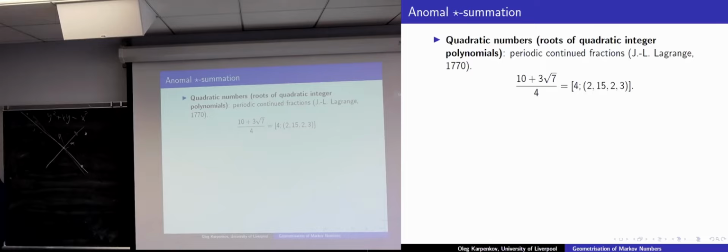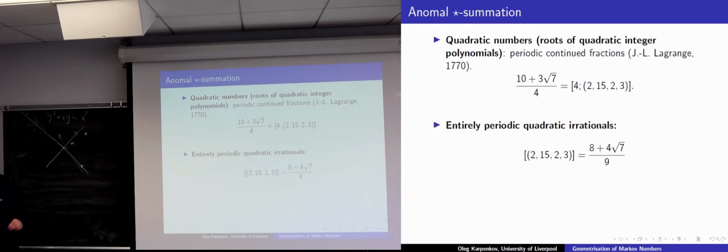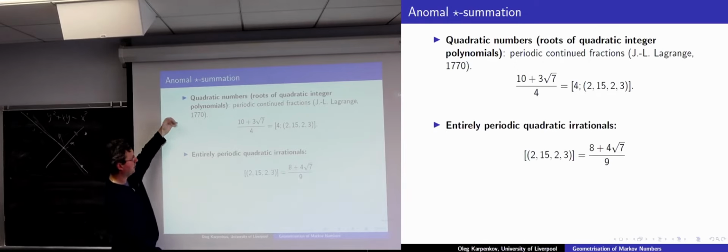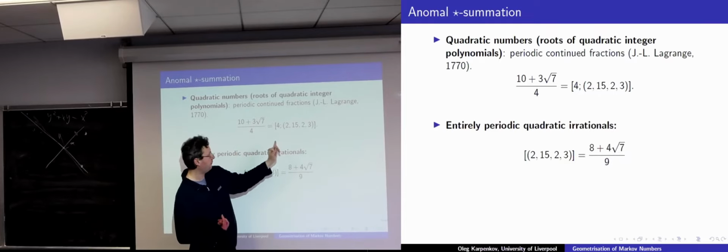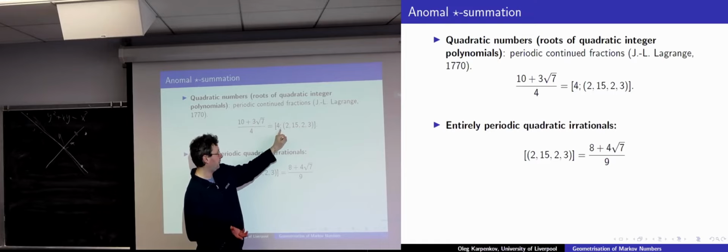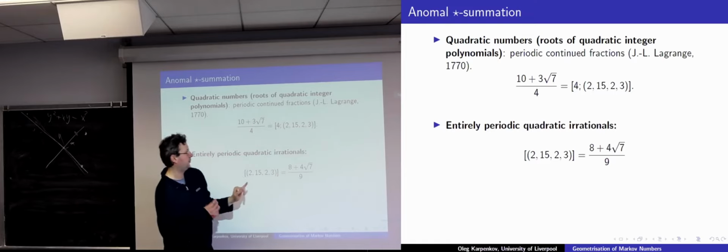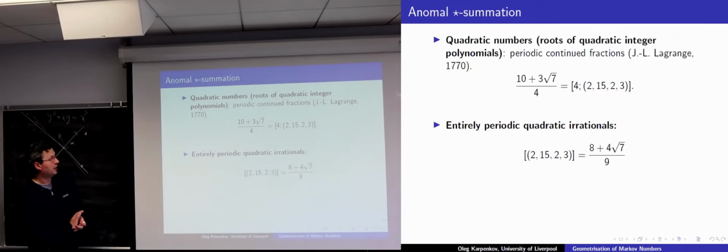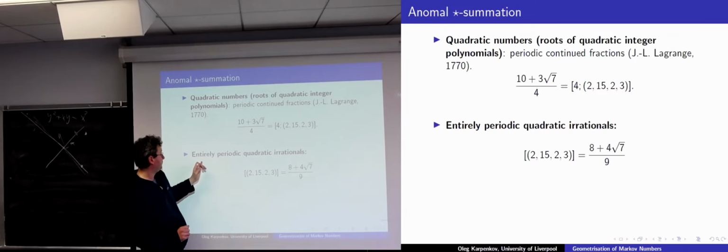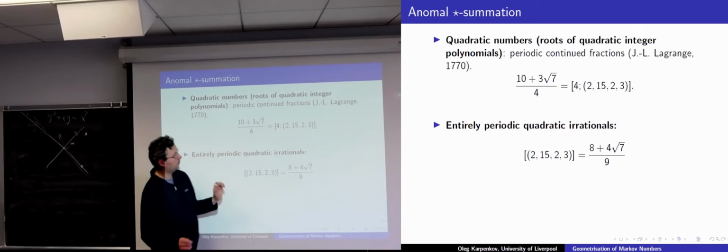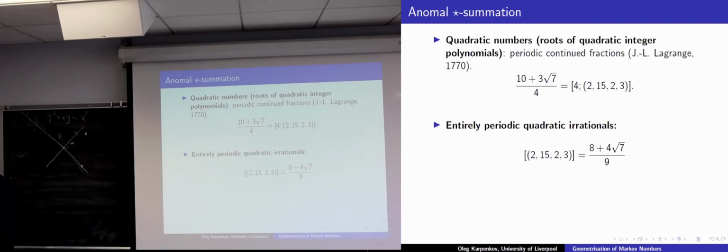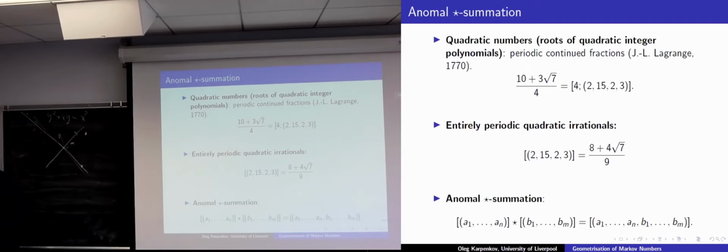Now another operation which we will be using is the star summation. There is a famous Lagrange theorem stating that quadratic irrationalities can be written as periodic continued fractions. First there would be some preperiod, and then it would be periodic, so it's eventually periodic. But of course, you can consider only the numbers without preperiods, and that's what we are going to take. And the star summation would be defined only for them.